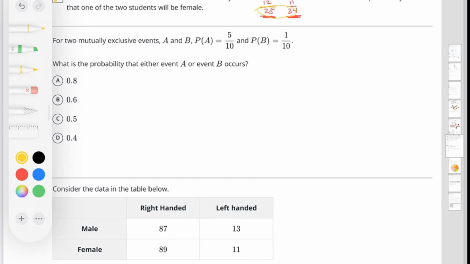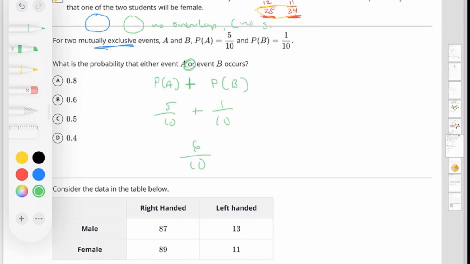All right, for mutually exclusive events A and B, this means kind of like in the Venn diagram world, the circles don't overlap. So the probability of A is 5 over 10, and the probability of B is 1 over 10. What's the probability that either event A or B occurs? So they want the probability of A plus the probability of B. So all I have to do is substitute them in there. They have no overlap. So that means you're not subtracting. No subtraction. You're not subtracting a double count.